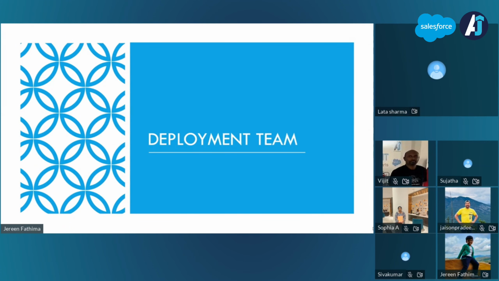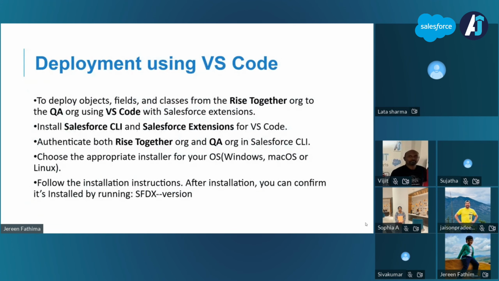I'm Lata Sharma, and I'm going to explain about deployment in this project, Rise Together, and how we deploy things. For the deployment, we are using the VS Code tool. Just a quick introduction about VS Code: we use VS Code for objects, fields and classes. We can use it to move them from one org to another. In our project, we use VS Code to deploy the object, field and classes from Rise Together to QA.